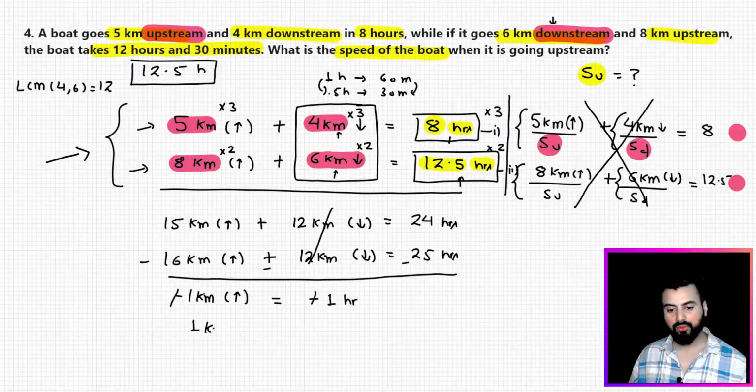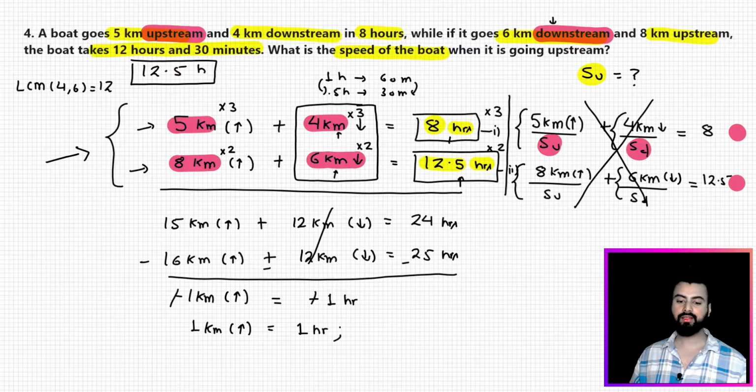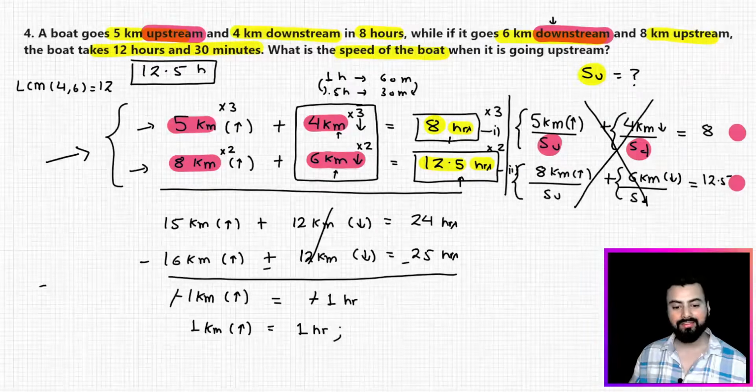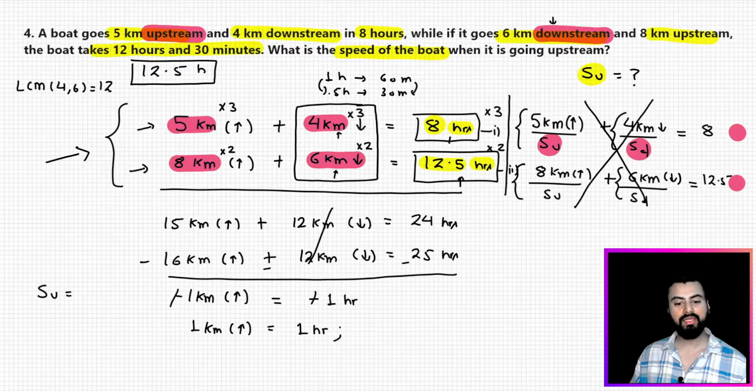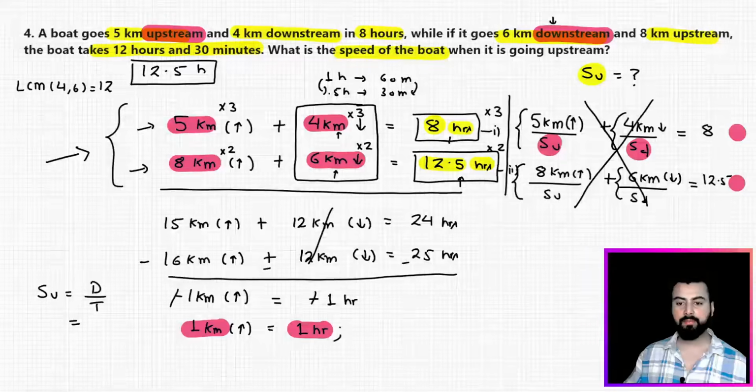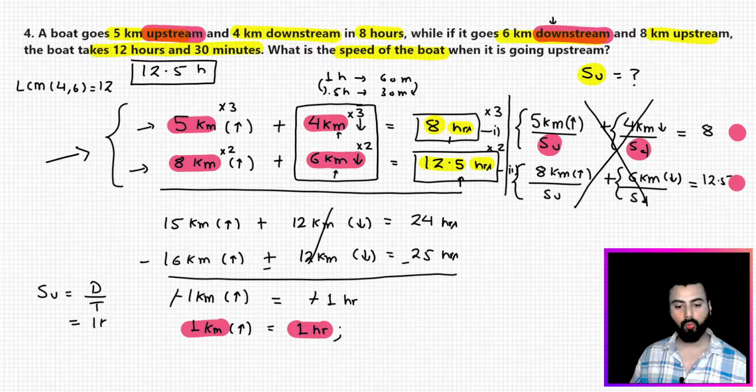So from here, what I get to know is that 1 kilometer upstream movement can be done by this boat in 1 hour. And you know how to calculate speed? Speed upstream is going to be distance upon time. So simply plug in this data here, distance and time value. The distance traveled by the boat while going upstream is 1 kilometer. And how much time? In 1 hour. So can I say that speed upstream is nothing but 1 kilometer per hour?